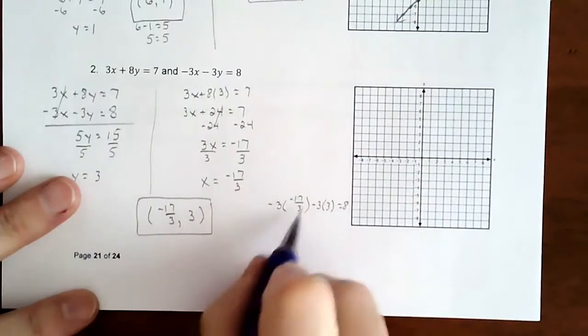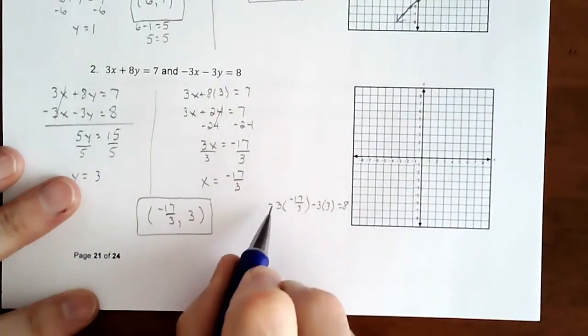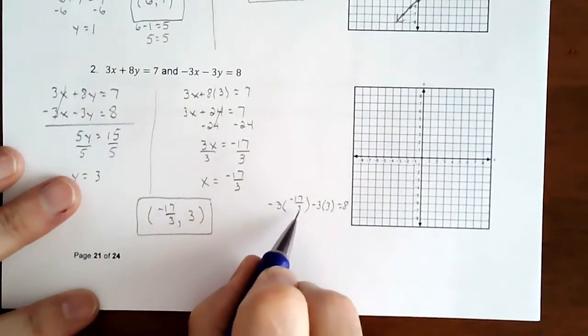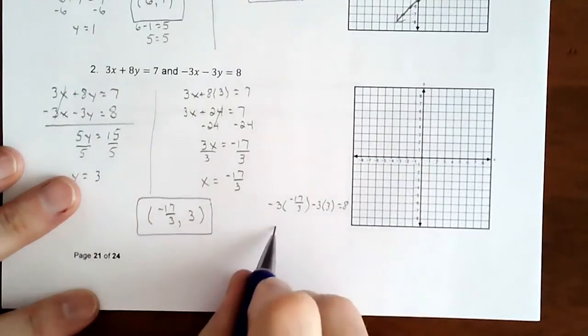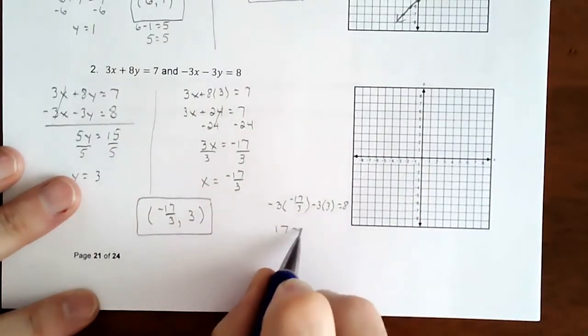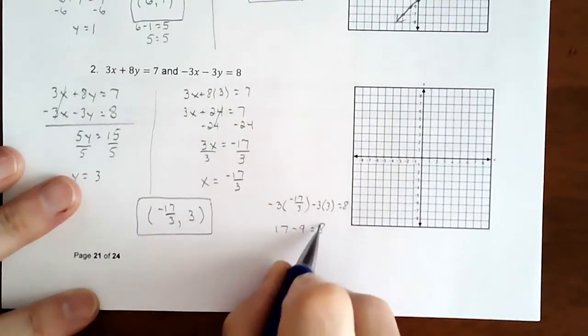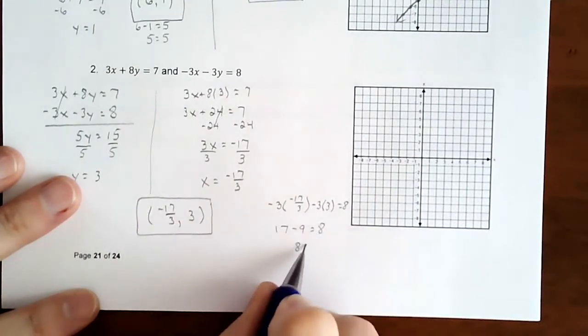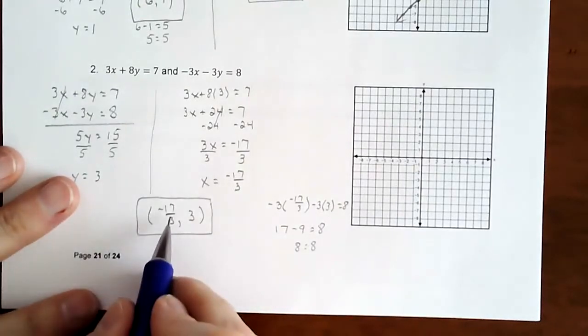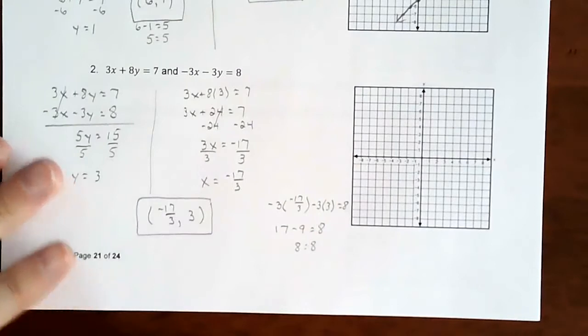It looks worse than it is to multiply this together. The negative and the negative are going to cancel. And the way I multiply a whole number times a fraction is 3 divided by 3, which is 1, times 17 is 17. No fraction anymore. Minus 3 times 3 is 9, equals 8. 17 minus 9 equals 8. So I know that that works. Without graphing it, I know that that's where they would intersect each other.